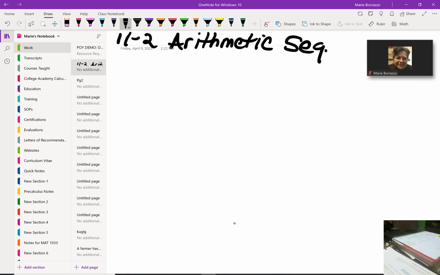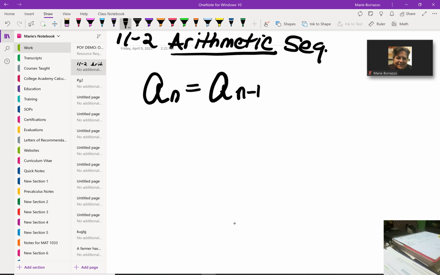And so I'm going to jump straight into what is an arithmetic sequence, which is the gist of this lesson. What I need you to understand is that with an arithmetic sequence, the general formula is a sub n is equal to a sub 1 plus n minus 1 times the common difference. So we refer to this as the common difference.